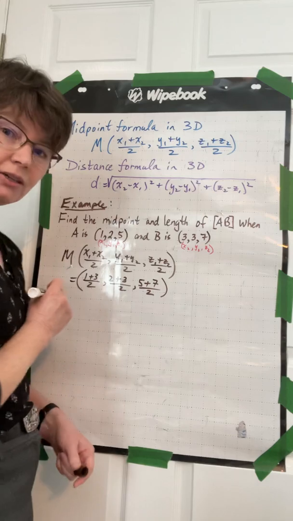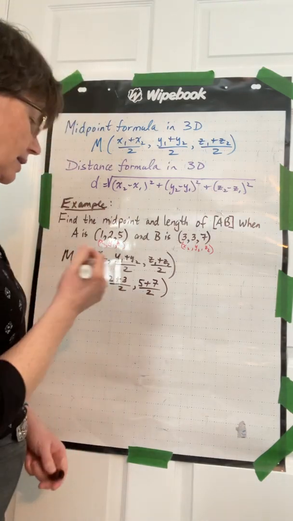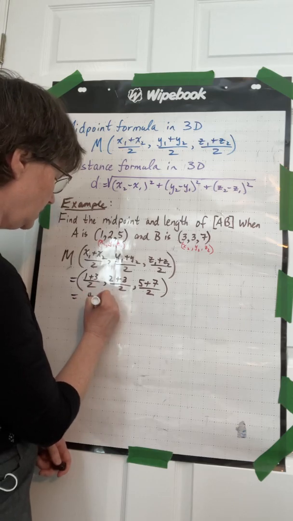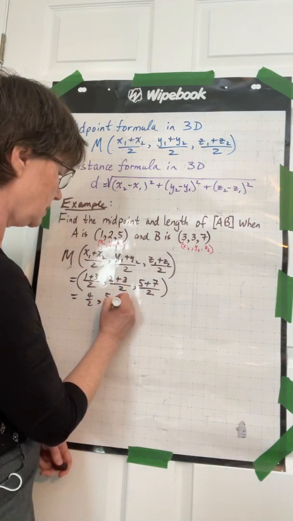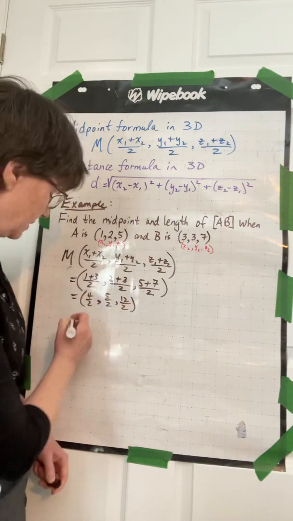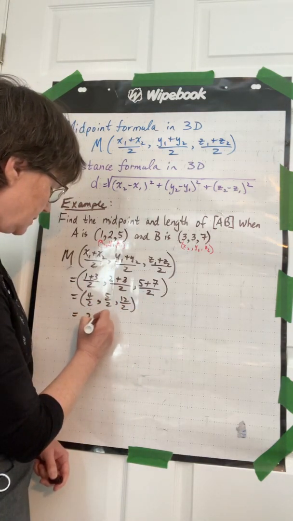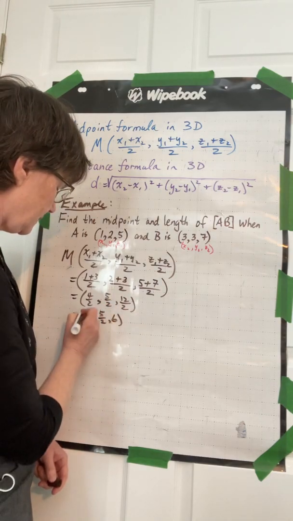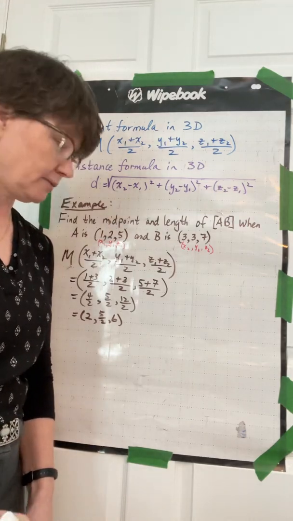Please use proper notation. That ordered triplet needs to have brackets around it. So this is 4 over 2, 5 over 2, and 12 over 2. Of course, in math, we always want to keep things as simple as possible. Let's simplify it to (2, 5 over 2, 6). Okay, so that's the midpoint of those.